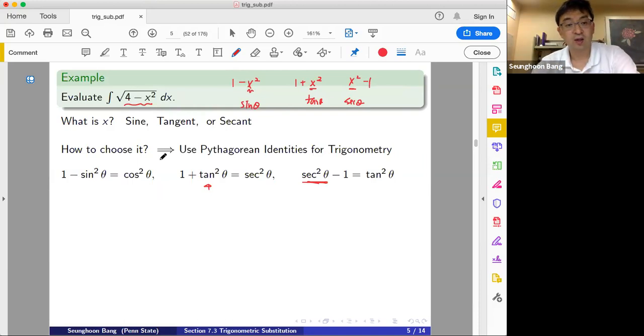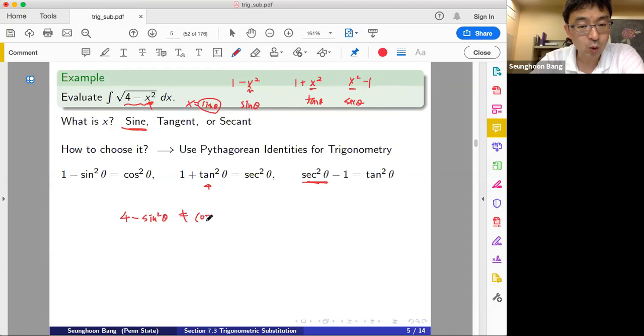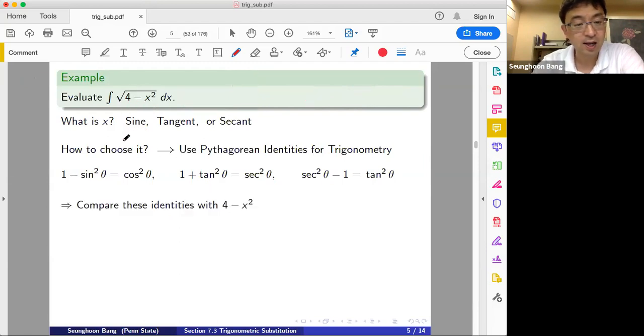Like this. Here, we use the sine function, but x is not equal to sine. Why? Because if x is sine of theta, you can plug in here, and 4 minus sine square of theta is not equal to cosine square of theta. We cannot simplify. So how can we deal with the 4? This is the idea.